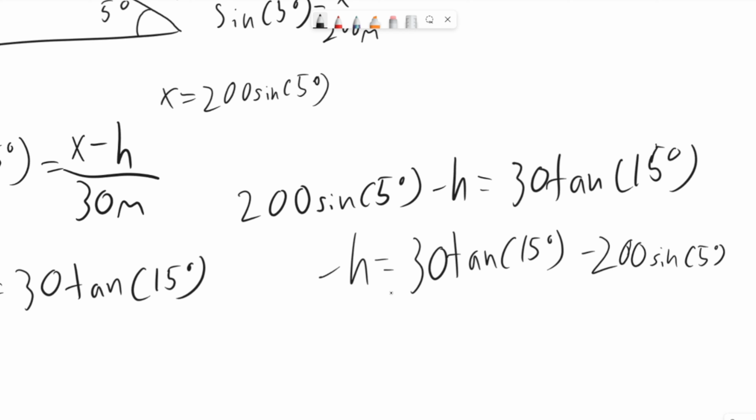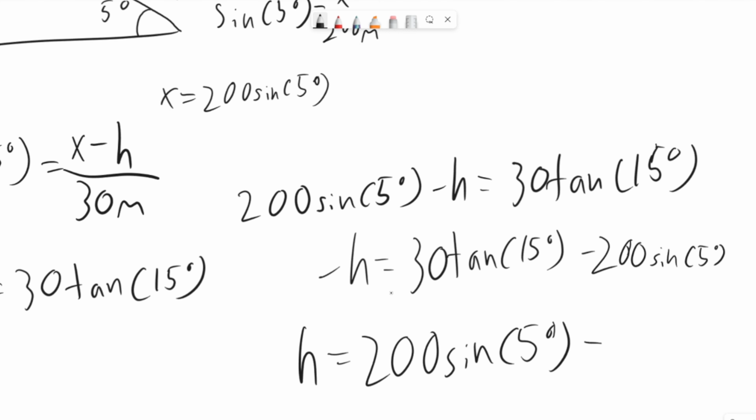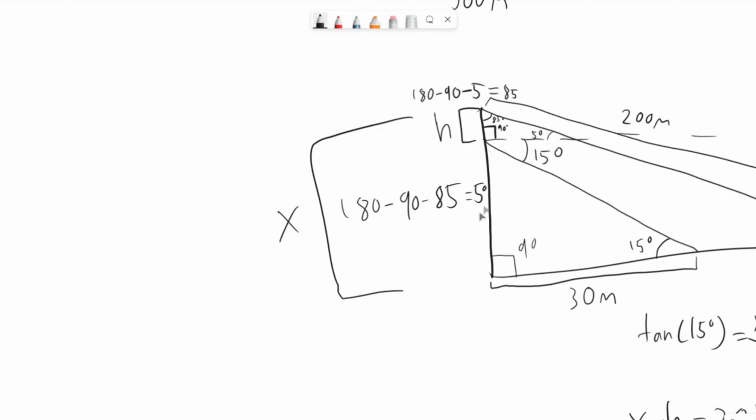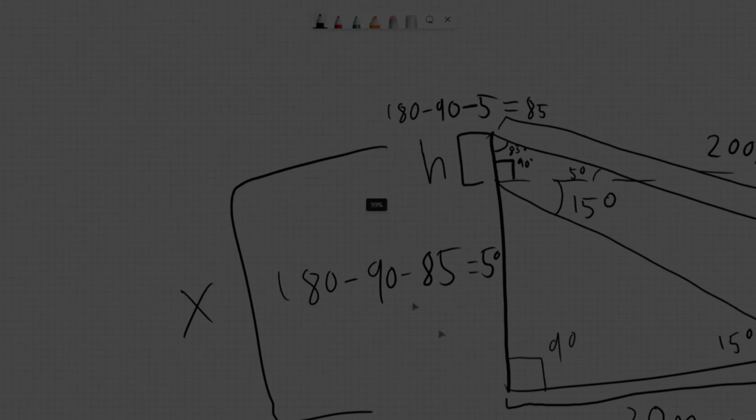And then we need to multiply by negative 1 to get rid of this negative sign. So altogether we'll have h is 200 sine of 5 degrees minus 30 tangent of 15 degrees. And then you plug that into your calculator and find out what this height is.